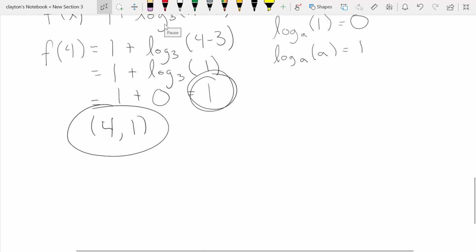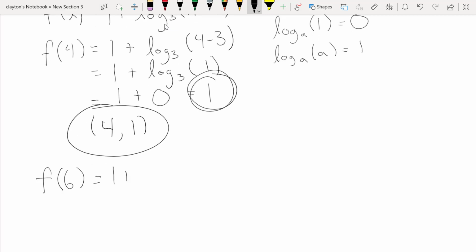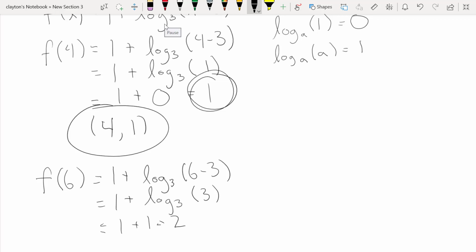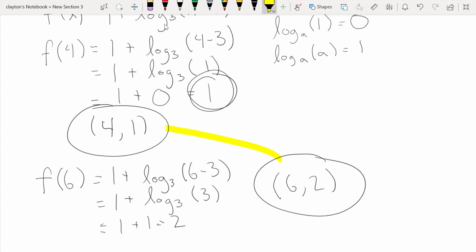And so the other one that I'm going to use here, if I want to get a 3, because I have log base 3, I'm going to need to plug in a 6. And so I have 1 plus log base 3 of 6 minus 3, which equals 1 plus log base 3 of 3, which is just going to be 1 plus 1, or 2, right? So I have another point at (6, 2). So these are my 2 points.